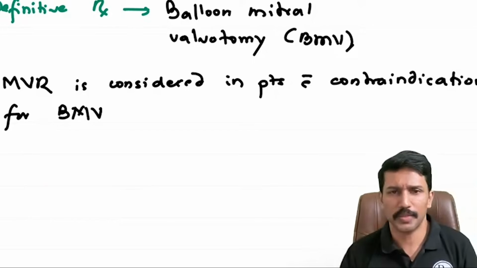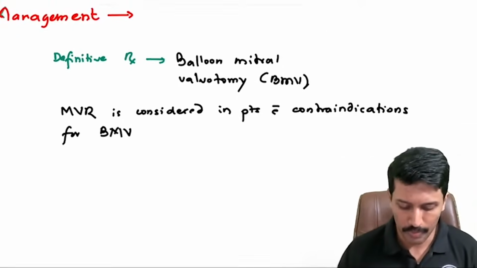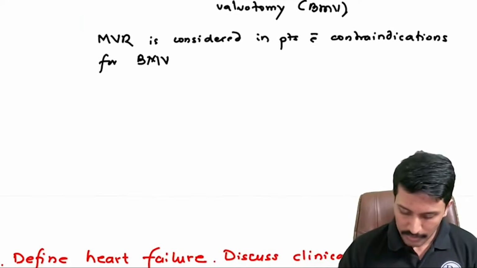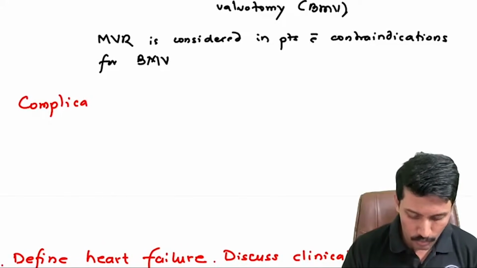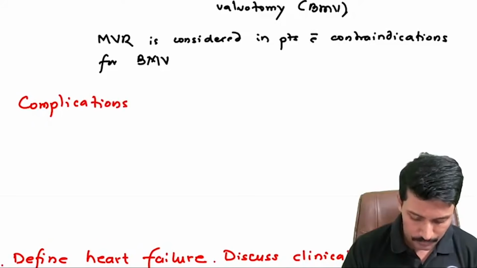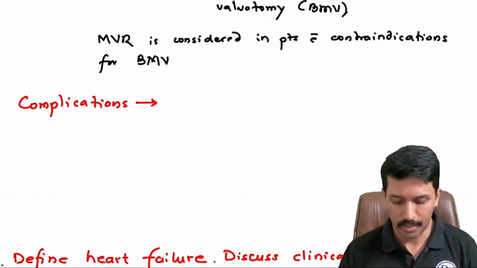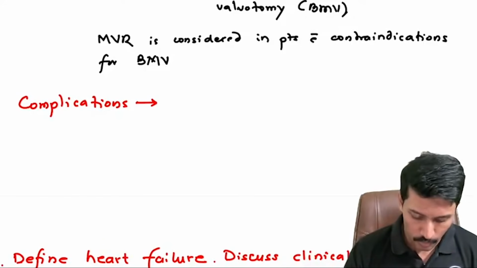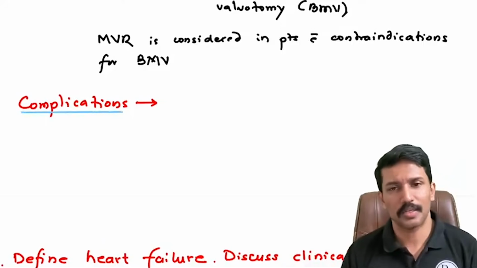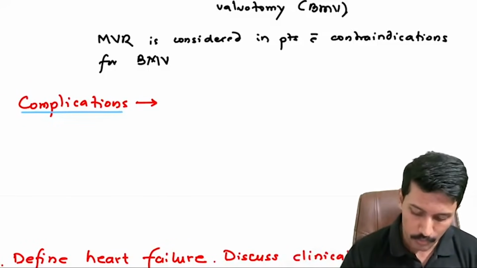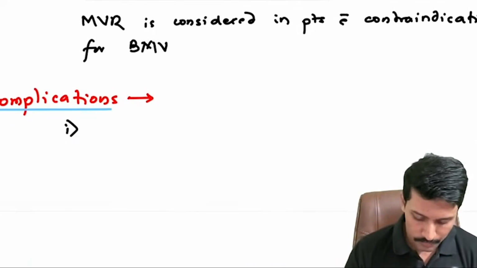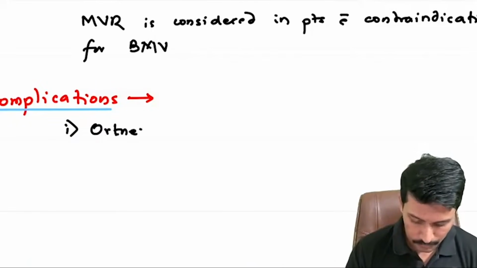Otherwise, most patients we try to manage with balloon mitral valvotomy itself. Okay. Now in mitral stenosis, especially in bedside discussion, they do ask you about certain complications. So what are the complications? We have already discussed one complication, that is compression of the left recurrent laryngeal nerve leading to Heyde syndrome. So that is one complication.